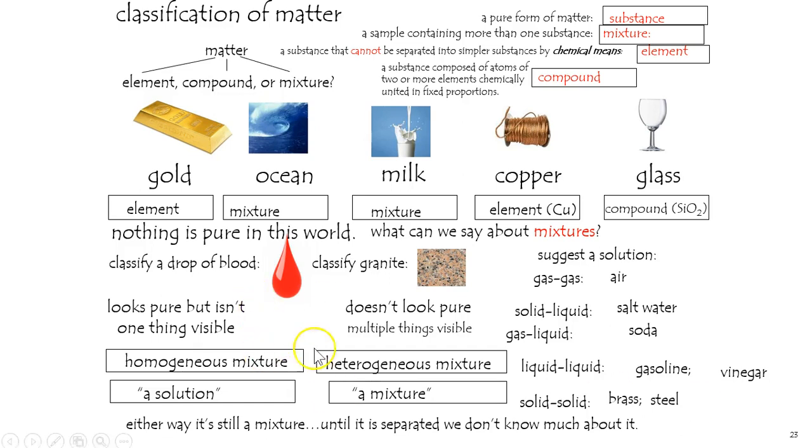The final point I'd like to make about matter is that if you have a mixture, normally a chemist would not be a happy camper about that. He would want to separate it into its pure substances so you can know exactly what is present. This is the classification of matter.